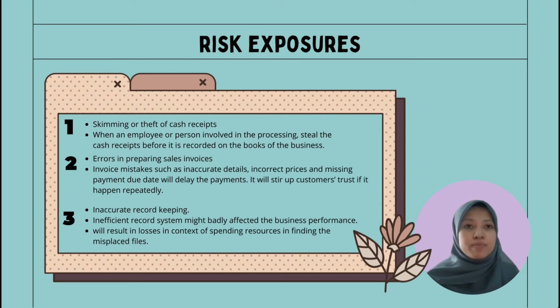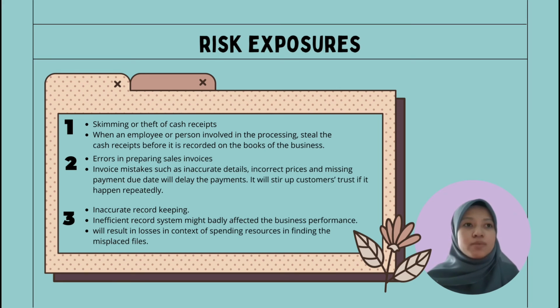Our framework totally depends on manual record keeping, which is common among small businesses. However, the business lacks security. The business is prone to fraud and embezzlement. Besides that, human errors can lead to errors in preparing sales invoices. Invoice mistakes such as inaccurate details, incorrect prices, and missing payment due dates will delay the payments. It will stir up customers' distrust if it happens repeatedly.